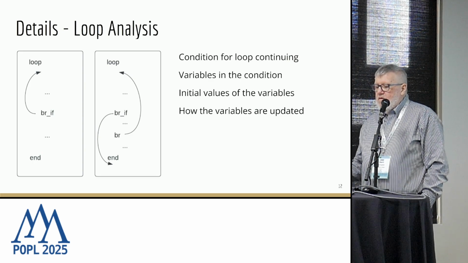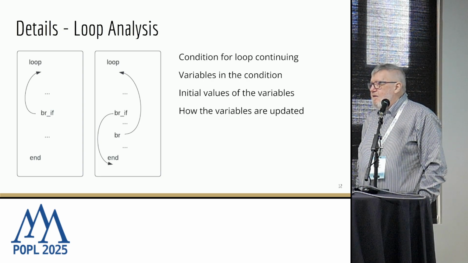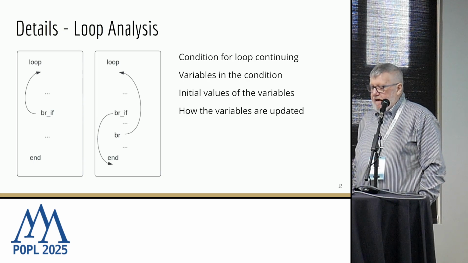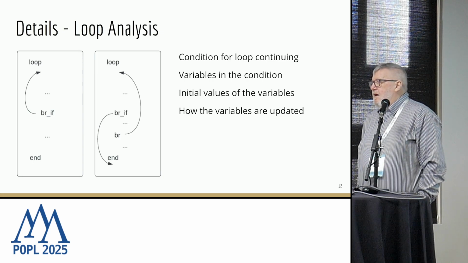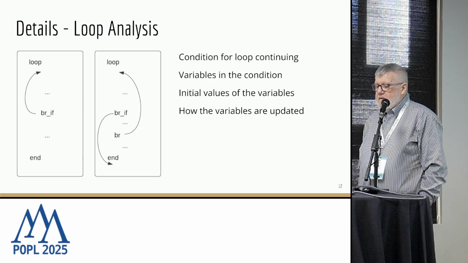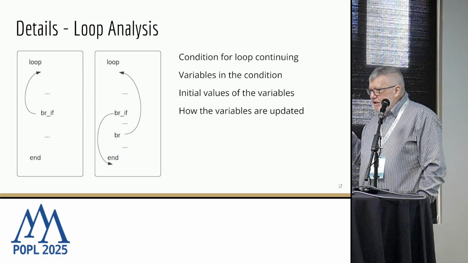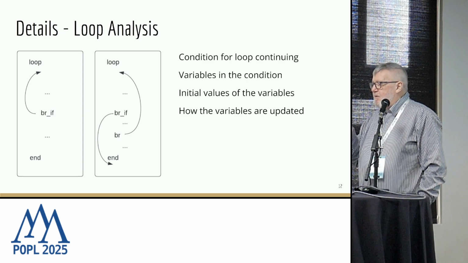So what I need to know about loops actually comes from the fact that there's really only two forms of graph that a loop structure in WebAssembly can have. Essentially, we check the condition of the loop, the guard of the loop, and branch to the top of the loop in a loop that continues effectively, or we branch out of the loop in the case of a loop that breaks.